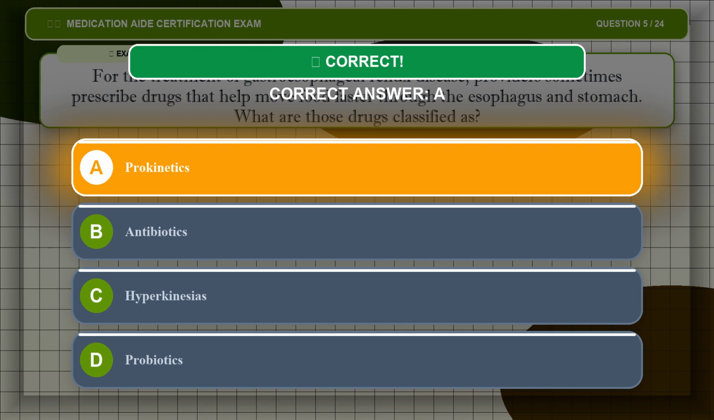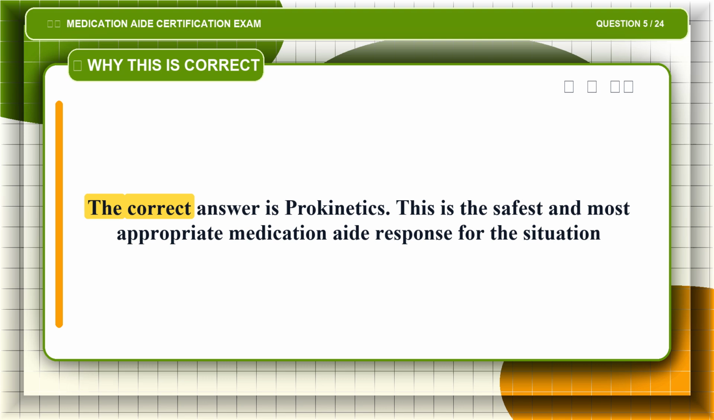The correct answer is option A. Prokinetics. This is the safest and most appropriate medication aid response for the situation.